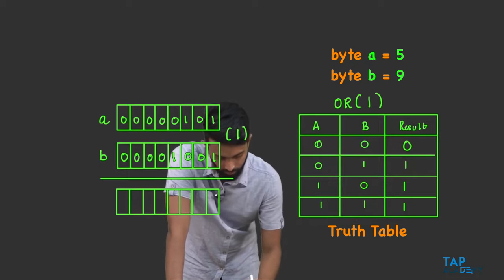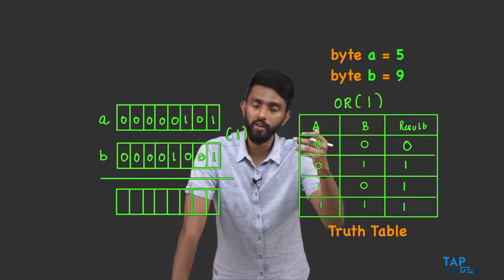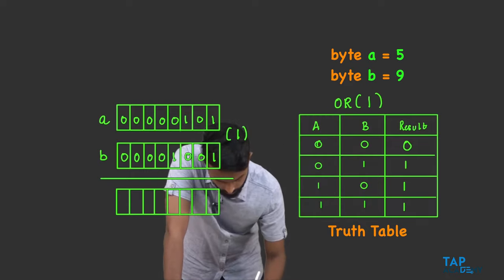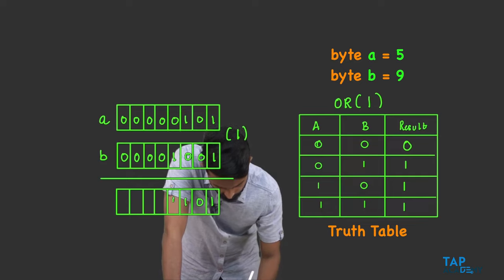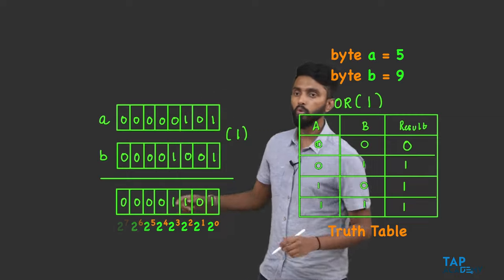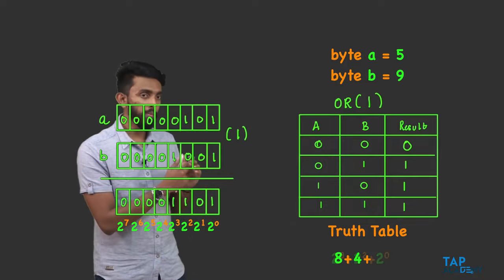It's a very simple logic. Whenever even a single bit is 1, the result is 1. Only if both are 0, it is 0. So going by that logic, this is 1, this is 0, this is 1, this is 1, and the rest are all zeros. I'm putting the powers of 2, and wherever there are 1s, I'm adding them up. What I'm going to get is 13.